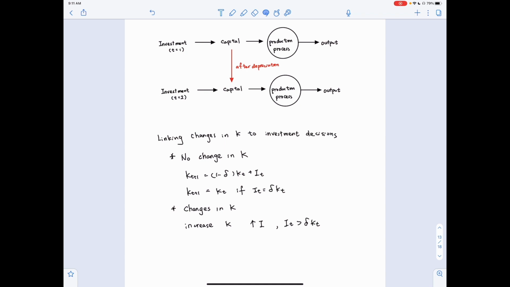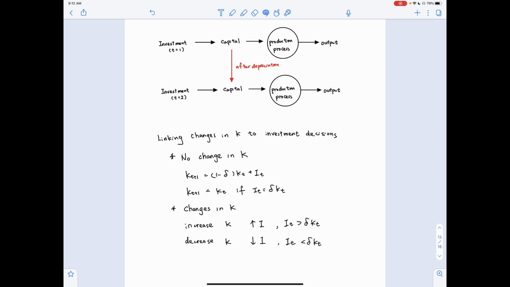Well, if we want to increase the capital stock, then we need to have the investment more than the depreciated capital. So if before the change the investment equals the depreciated capital, then after the change, when we want to increase the K, we want our investment greater than the depreciated capital. Therefore, the investment needs to increase.